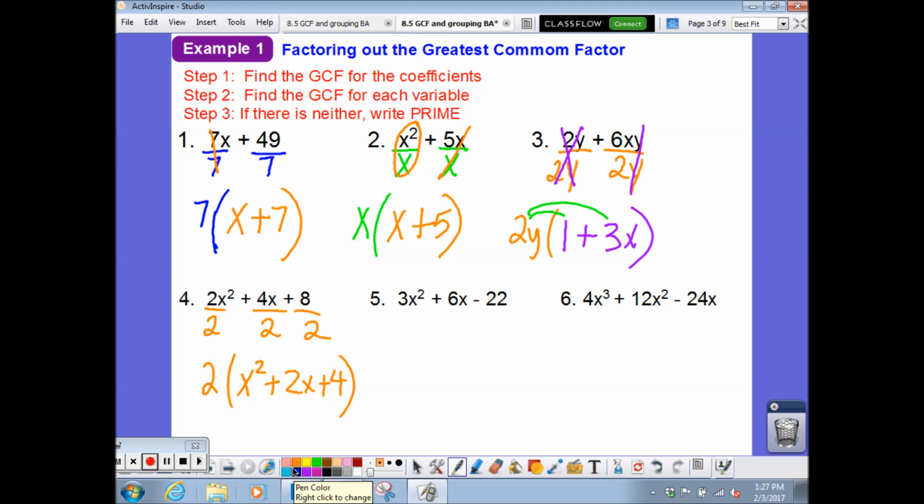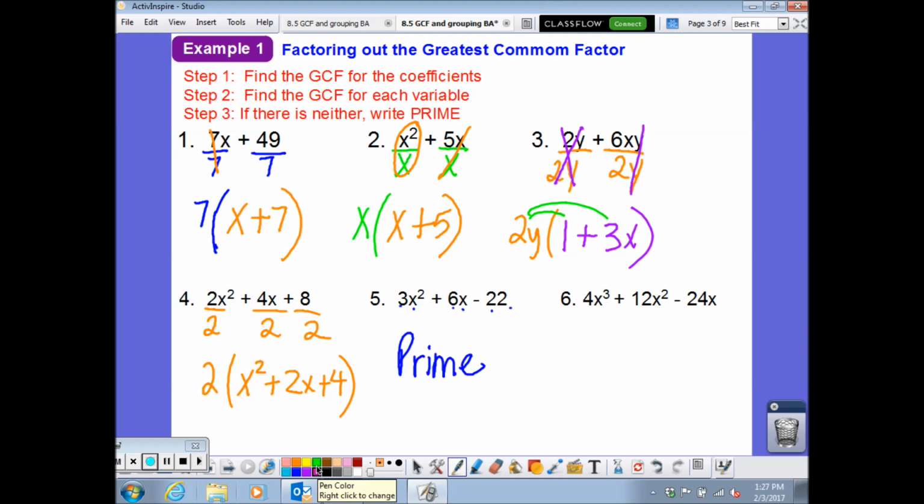Okay, number 5, I'm going to look at the numbers first. I have 3, 6, and 22. There's not a number that goes into all of those. Okay, that's okay. Maybe there's a variable. Okay, well I have x squared and x and no x. So they don't even have a variable in common. So what you are going to do is if you see this on your homework, you are going to write prime. There is no GCF. I think there is only 2 of those on the homework. So if you're getting more, then you're doing something wrong.